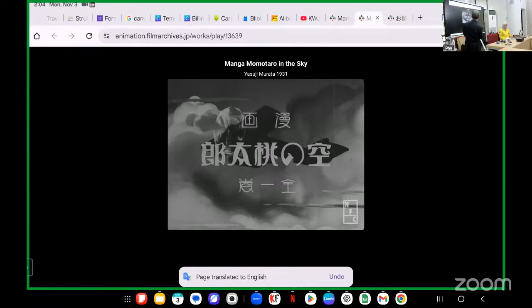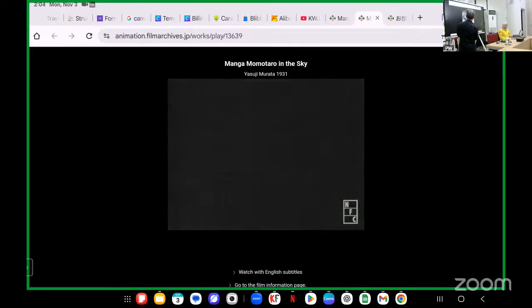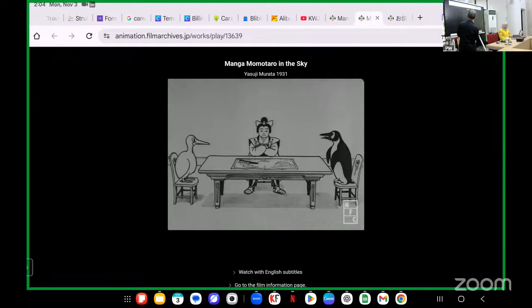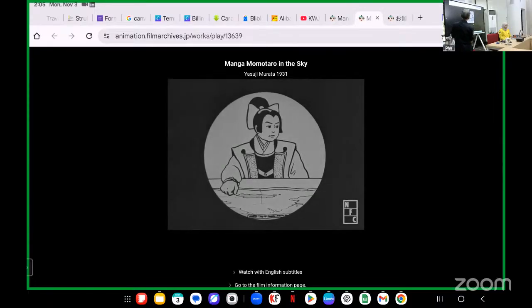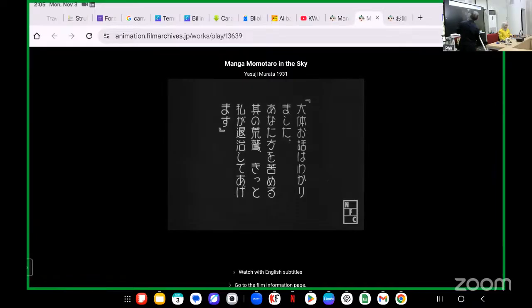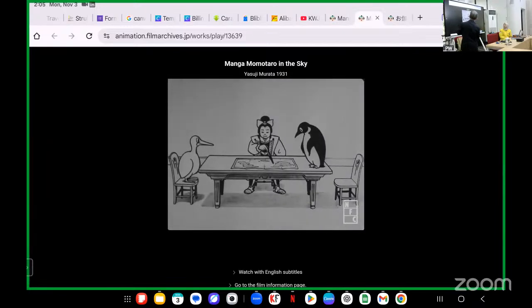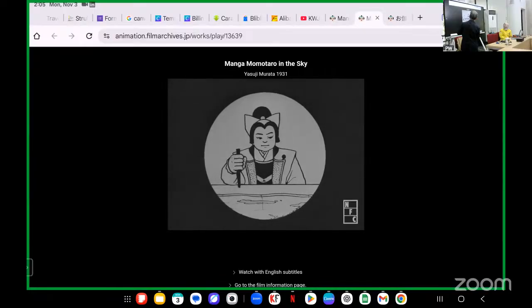Yeah, this is it. It's Momotaro in the Sky. And maybe I think this is subtitles in Japanese. Yes, this one. Yes, sir. I understand your situation. We defeat the rogue shark everywhere in the South Sea.